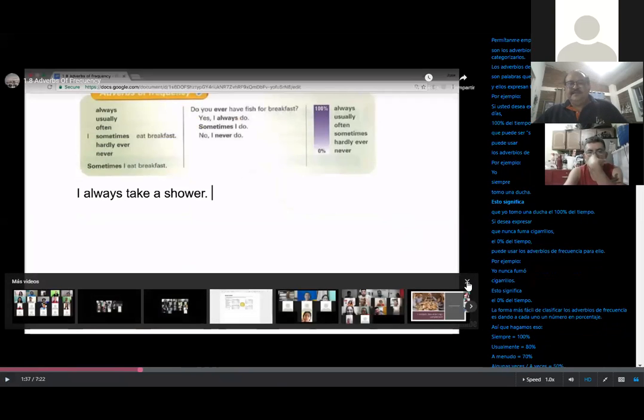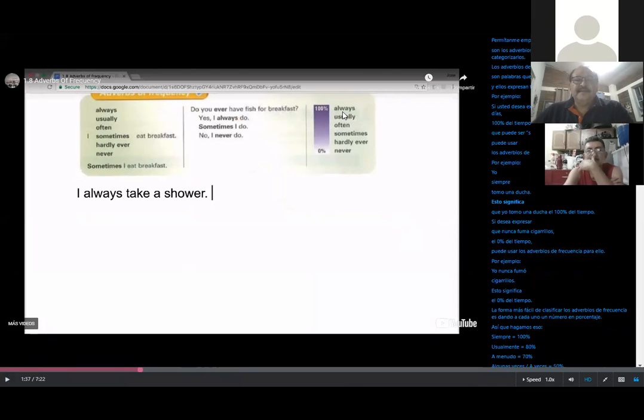Okay, so this is basically what I needed you to see. Just remember the percentage in frequency: always is 100%, usually is 90 or 85, often about 60, 50, sometimes probably 40, hardly ever 20, and never zero, right? But the position of the word in the sentence is: I always stay. Siempre va en medio del sujeto y del verbo, right? For example: I always take a shower, I usually take a shower, I often take a shower, I sometimes take a shower, I hardly ever take a shower, or I never take a shower.